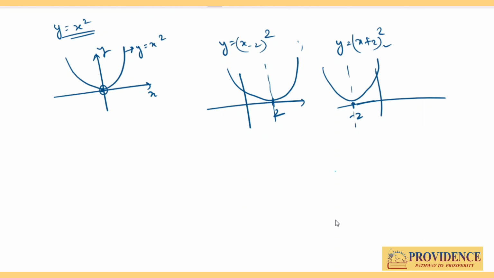So if we are given any particular equation, say we have x square plus 4x plus suppose 9. We have this particular equation. How to draw the graph of this?